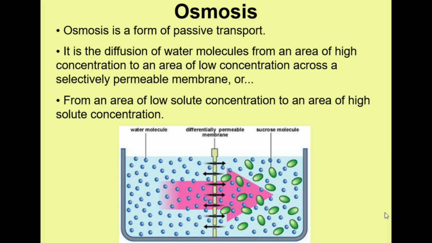So in which direction will water now diffuse? Well, if we go back up to this definition, water will diffuse from an area of low solute concentration. So if we look at the left-hand side here, there are no solutes in here, so a low solute concentration. So water will diffuse from an area of low solute concentration to an area of high solute concentration. So the water will diffuse from left to right in this diagram.